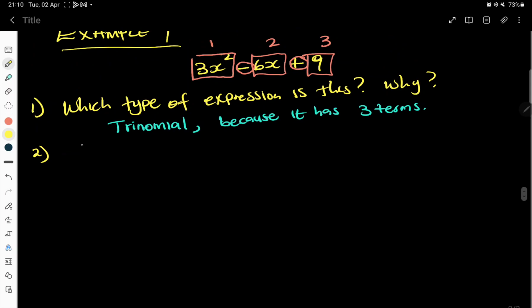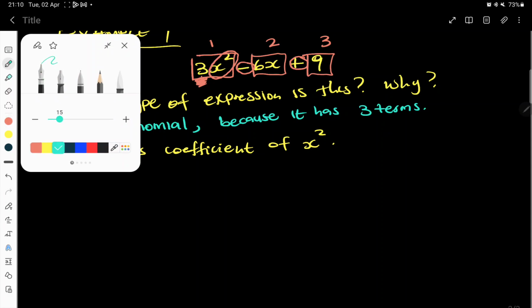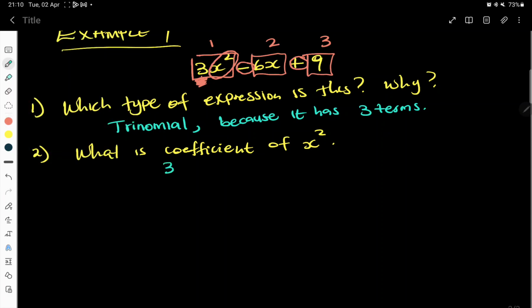Second question. What is the coefficient of x squared? Where is x squared? There is x squared. The number that comes before the x squared is 3. Then you write, the coefficient of x squared is 3.